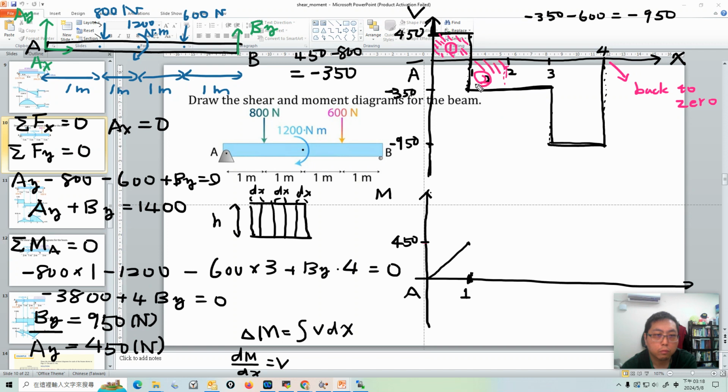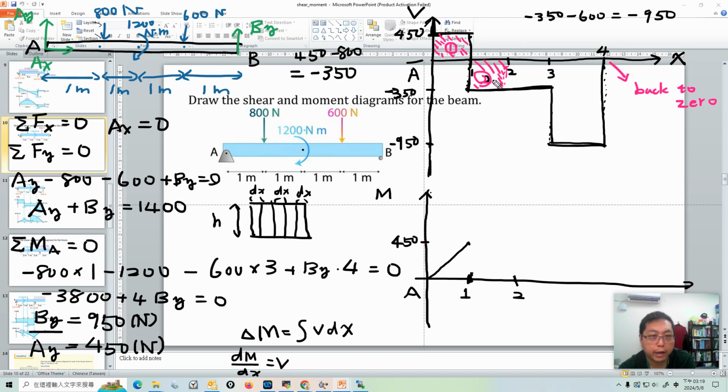Let's see. 1 to 2. What's the area here? It's minus 500, minus 350, and times 1. So area 2 is minus. We will change. This is 2 here.